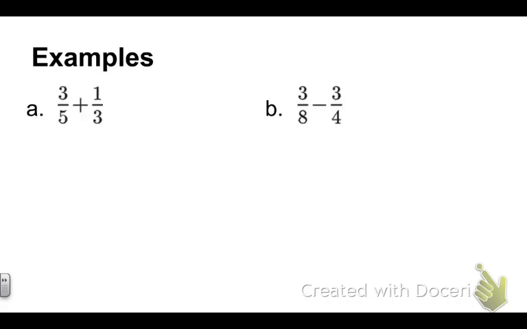So, for example, in part A, you've got 3/5 plus 1/3. The easiest way, I think, is to see, does 3 go into 5? It does not, so now I'm going to move on. Let's see if we can find a common multiple. I know 3 and 5 have a common multiple of 15. So now, how did I get that 15? Well, 5 times 3 gives you 15.